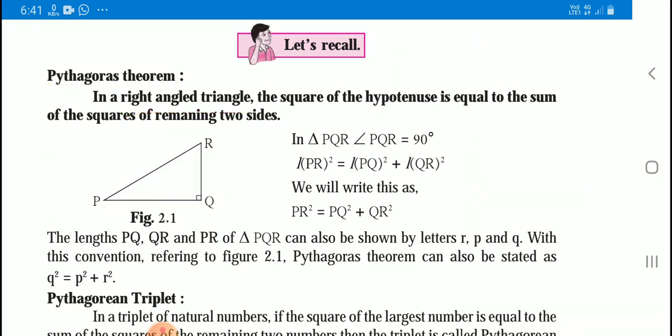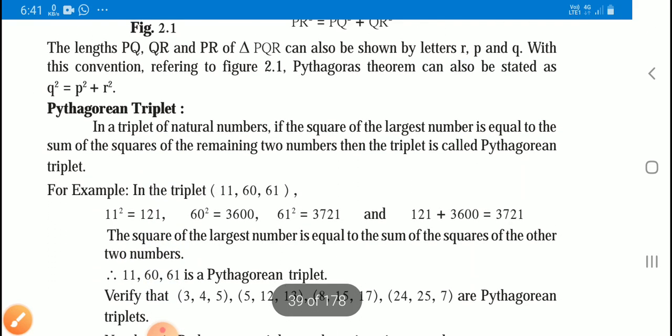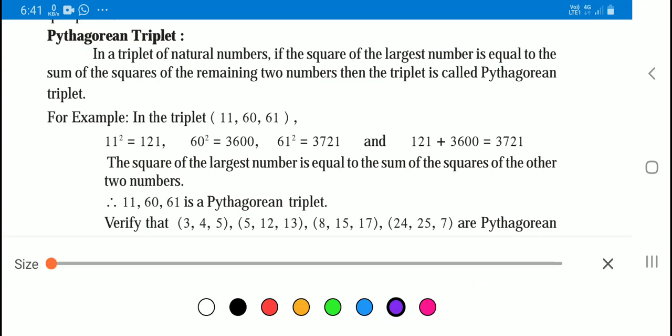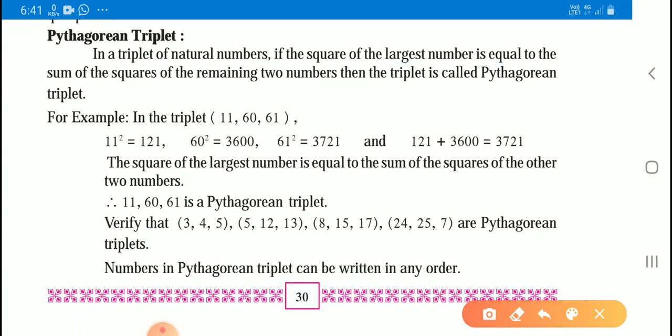Now we'll see the Pythagorean triplet. What is meant by Pythagorean triplet? In a triplet of natural numbers, if the square of the largest number is equal to the sum of the squares of the remaining two numbers, then the triplet is called a Pythagorean triplet. For example, here they have given the lengths of three sides, that is 11, 60 and 61. Which number is greater there? 61.